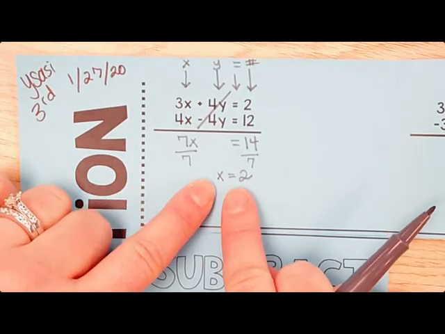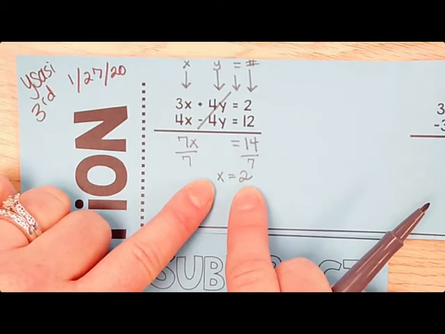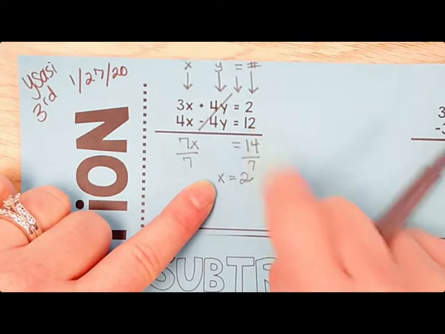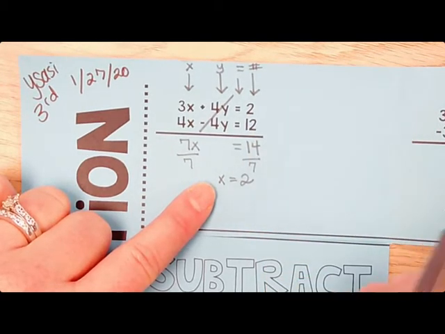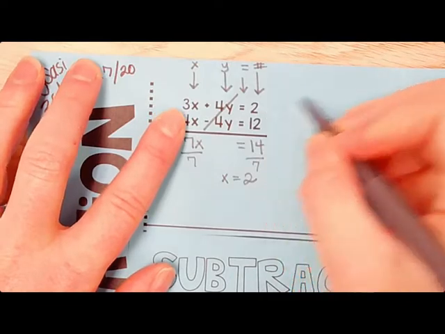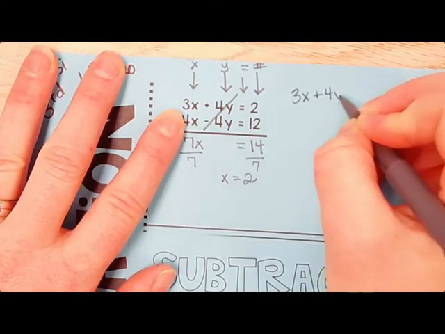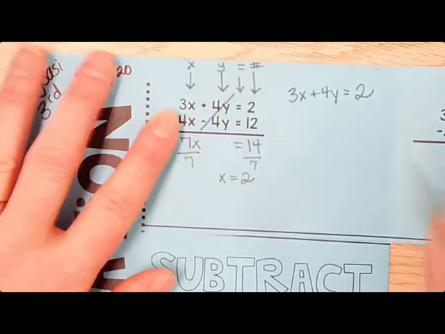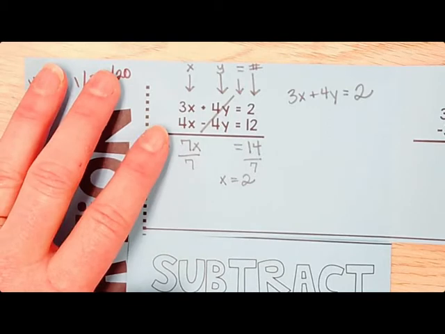So then I want to find out what y equals. I need to now plug in x into one of these equations to find out what y is. So I'm going to use the equation that's the easiest, and easiest to me would mean there's no negatives. So I'm going to use this one: 3x plus 4y equals 2. And I'm going to sub in that 2 for x and solve for y.